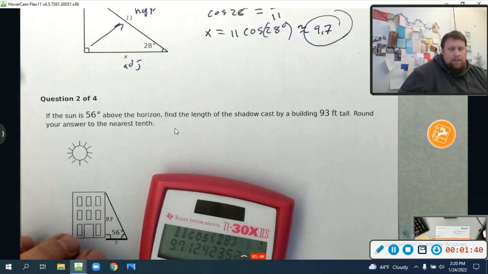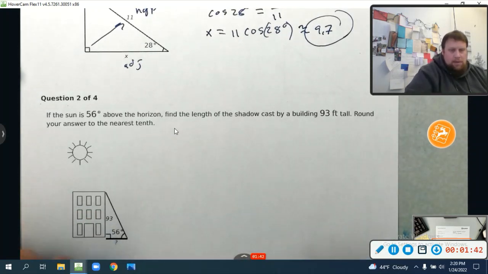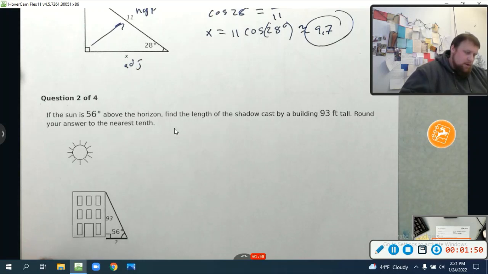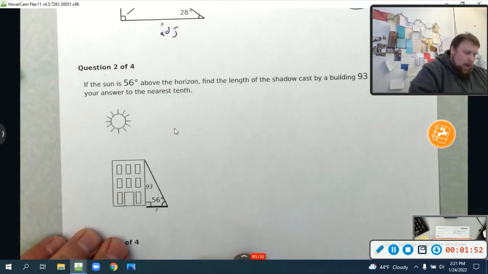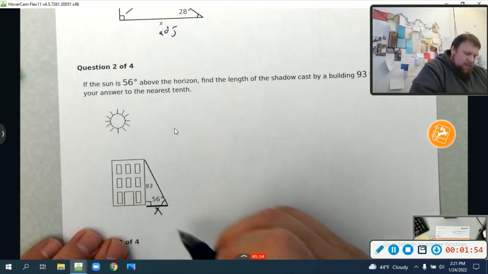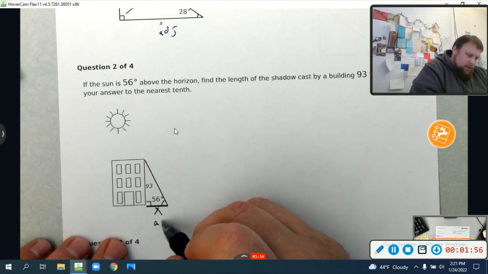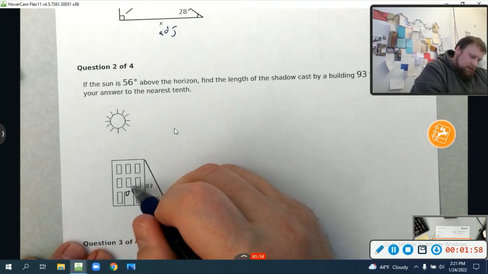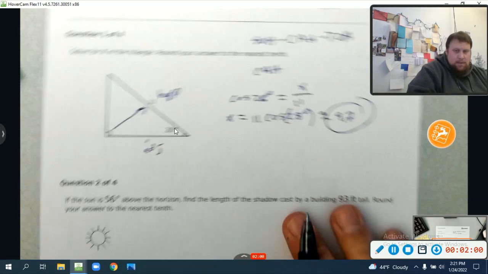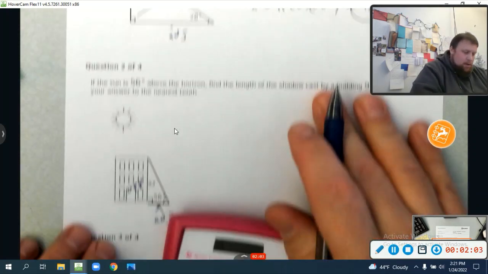If the sun is 56 degrees above the horizon, find the length of the shadow cast by a building 93 feet tall. Round your answer to the nearest tenth. Well, at the end of the day, it's already drawn for you. We just need to find our x here, so let's label our sides. We've got adjacent and we've got opposite. What's the only one of these that deals with adjacent and opposite? It's TOA.